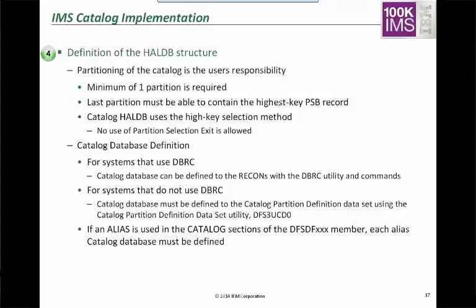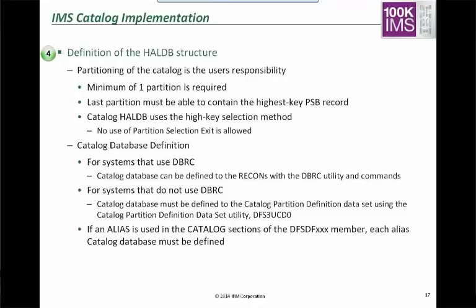For the catalog database definition, in environments where you use DBRC, the catalog database can be defined to the RECONs using the DBRC utility and commands. For systems that do not use DBRC, you can use the catalog partition definition utility, which is DFS3UCD0, and that utility will define that same information that you would typically put in the RECONs. That same information would be stored in the catalog partition definition dataset.